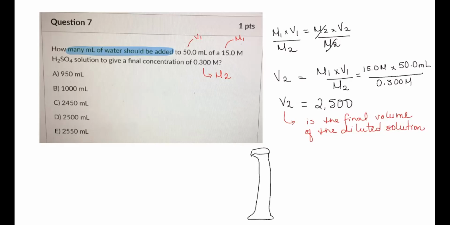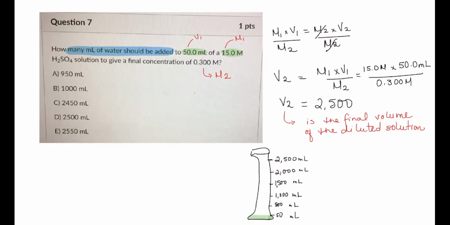This graduated cylinder, again, this is all relative. If this is 2,500, let's say that this is 2,000. Say that this is 1,500. Let's say that this is 1,000. This is 500. Let's say that all the way down here is 50. Again, this is all relative. This is in milliliters. The way that we illustrate this is by saying, okay, these 50 milliliters of the 15.0 molar sulfuric acid is right here.